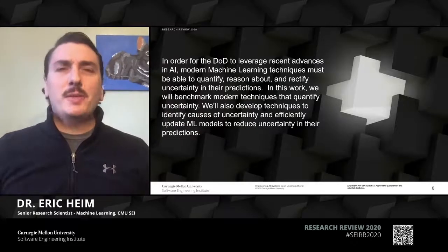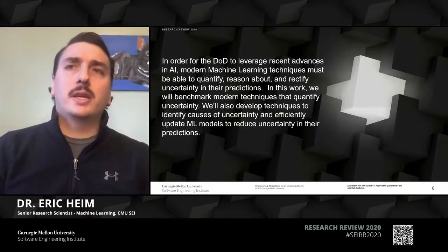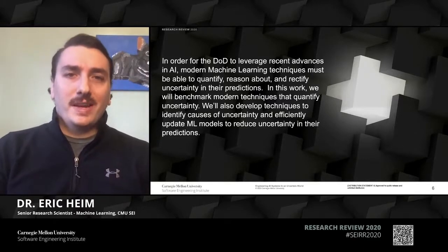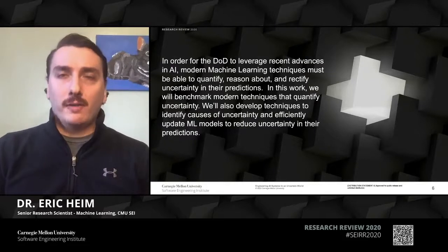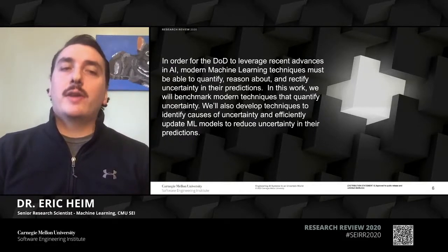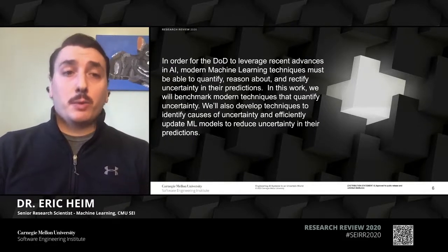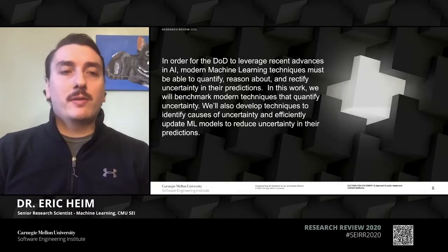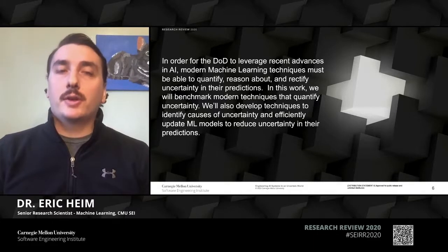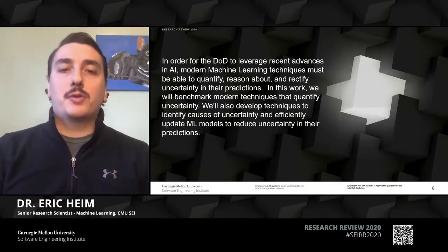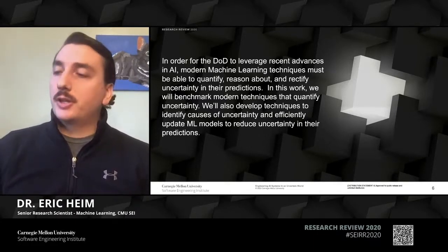And this brings us to the mission statement of this project. In order for the DoD to leverage recent advances in AI, modern machine learning techniques must be able to quantify, reason about, and rectify the uncertainty in their predictions. In this work, we'll benchmark modern techniques that quantify uncertainty, but we'll also develop techniques to identify causes of uncertainty and efficiently update ML models to reduce their uncertainty in future predictions.